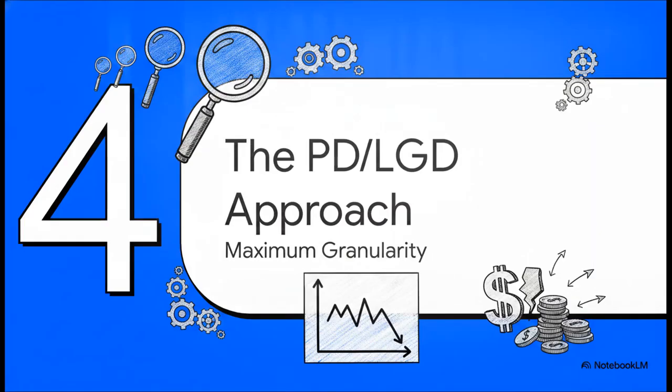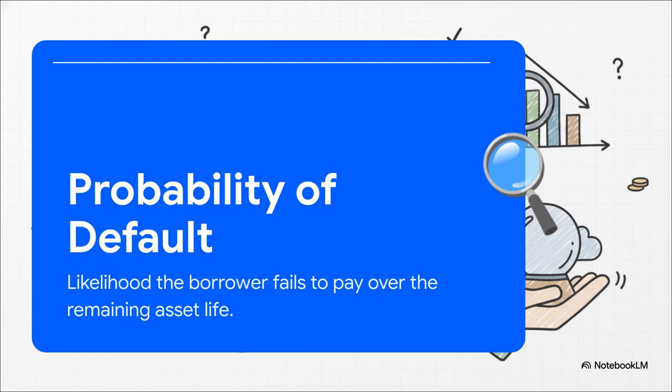Moving right along to Section 4, the PD/LGD approach. This is where we get maximum granularity and control. If you need tight granular control, this is the tool you pull from the box. With Method 4, we estimate 3 distinct components totally separately.